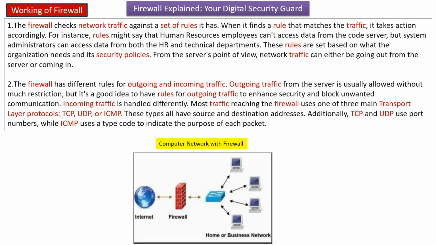Most traffic reaching the firewall uses one of the three main transport layer protocols: TCP, UDP, or ICMP. These types all have a source address and destination address. Additionally, TCP and UDP use port numbers, while ICMP uses a type code to indicate the purpose of each packet.